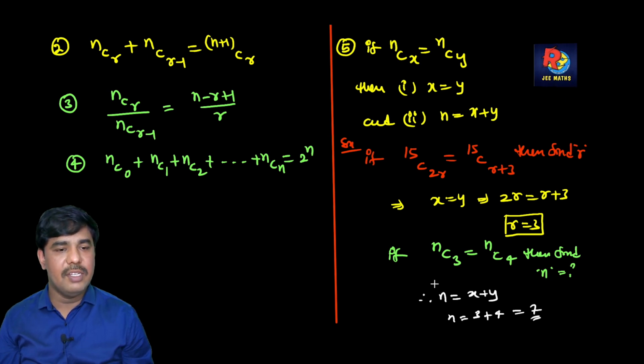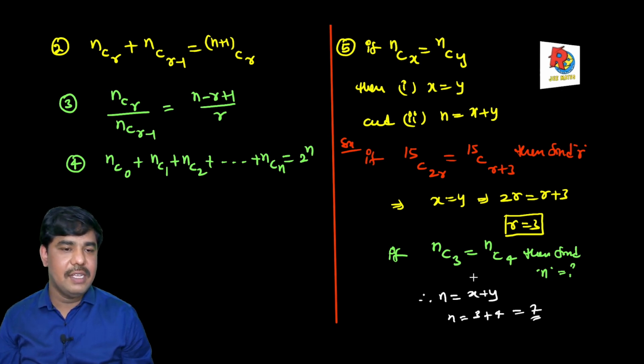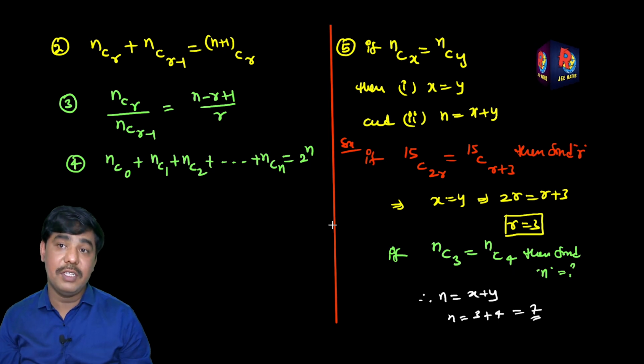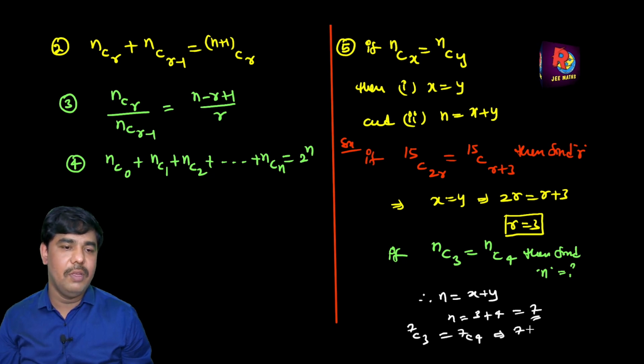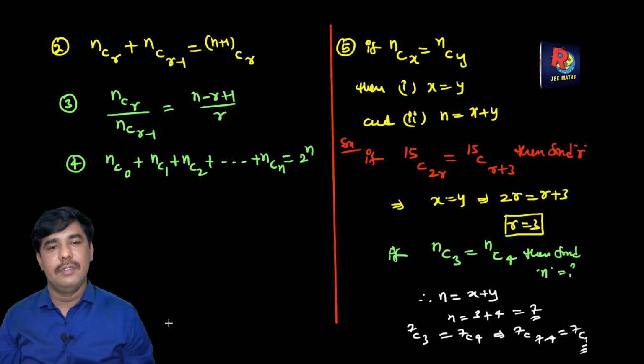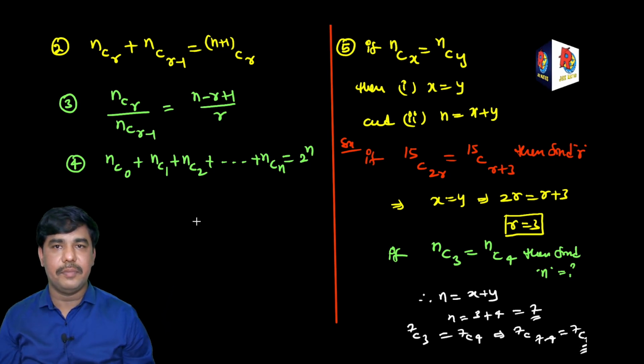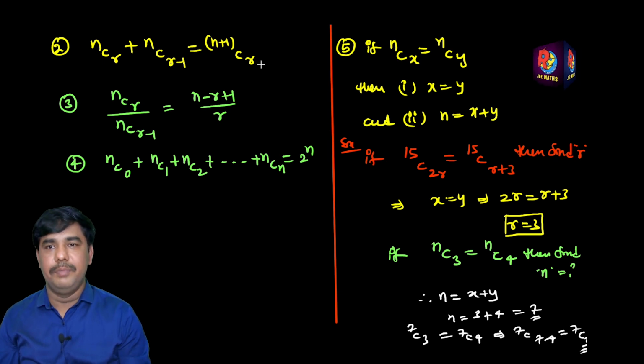If you have doubt, you can observe this: 7C3 equals 7C4. The first property you can apply and check: 7C3 equals 7C4, obviously correct. We can write this as 7C(7 minus 4), which is nothing but 7C3 only. That one you need to remember. So this is the fifth one.